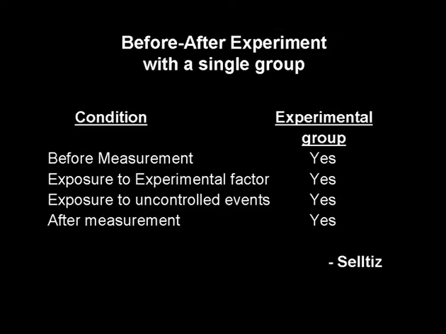This may be explained in a different way, that is, the experimental group is exposed to before measurement, the experimental group is exposed to the experimental factor, the experimental group is exposed to the uncontrolled events, and also the experimental group is measured after the experiment.